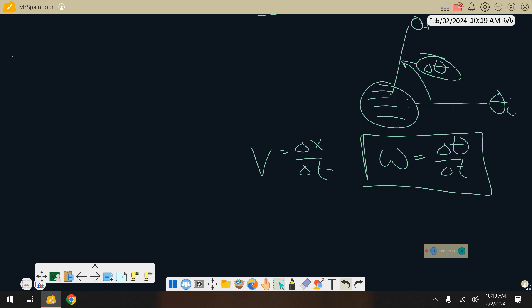Real quickly in your group, name some situations where something's regularly rotating, with an angular velocity that we might describe in here. Pick 3, discuss in your group.